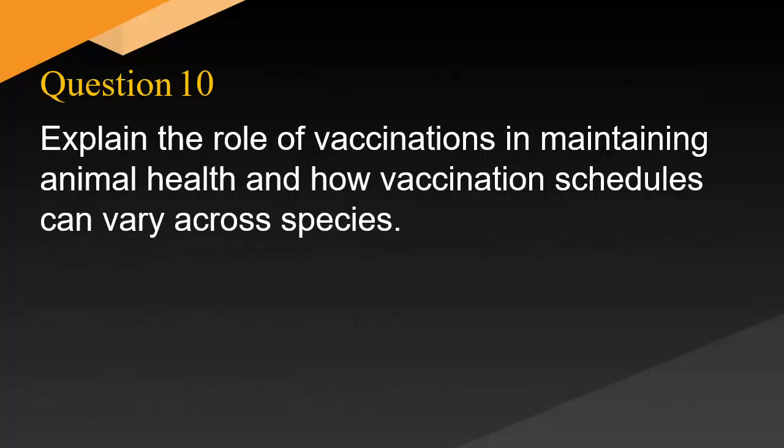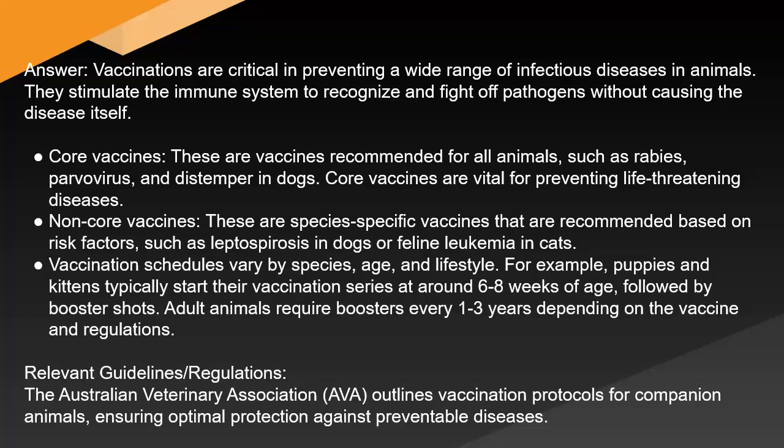Explain the role of vaccinations in maintaining animal health and how vaccination schedules can vary across species. Answer: vaccinations are critical in preventing a wide range of infectious diseases in animals. They stimulate the immune system to recognize and fight off pathogens without causing the disease itself. Core vaccines: these are vaccines recommended for all animals, such as rabies, parvovirus, and distemper in dogs. Core vaccines are vital for preventing life-threatening diseases.